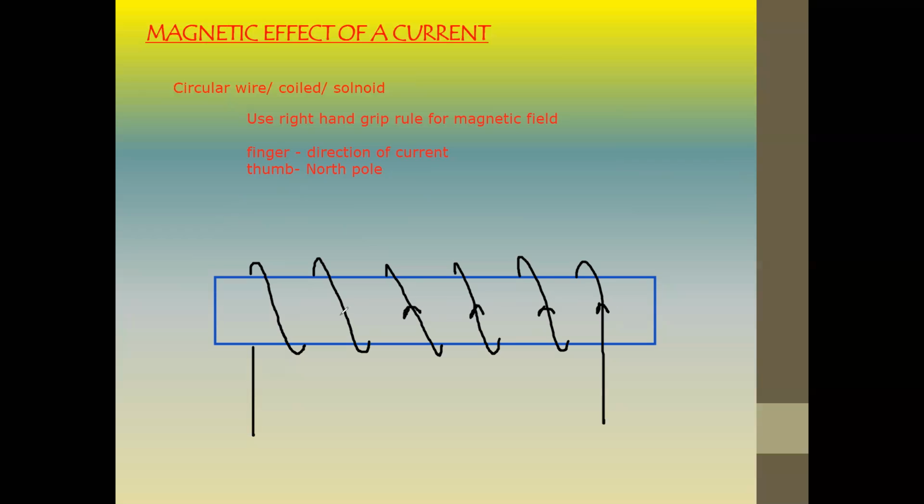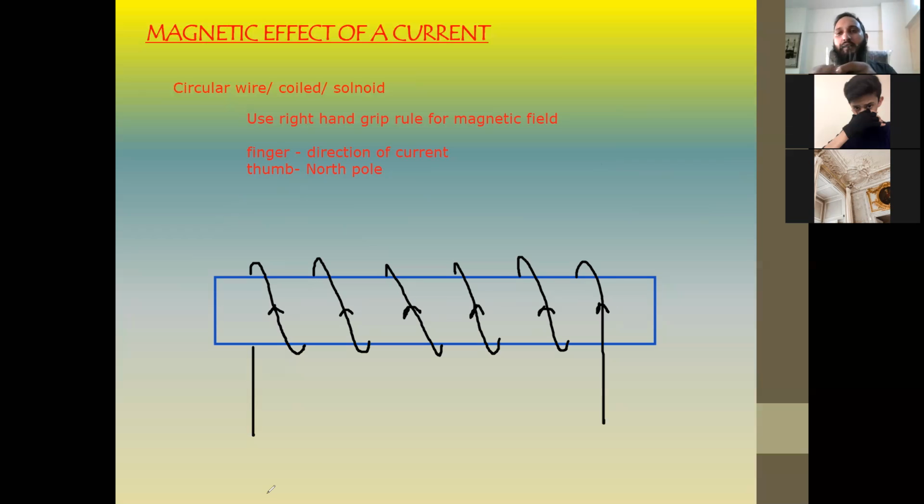So if the wire is circular, how do we find the direction of the magnetic field? First, we have to recognize or identify the direction of the current. As an example, we have a solenoid, a circular looped wire. As you can see in the figure which I drew, the current is going up.